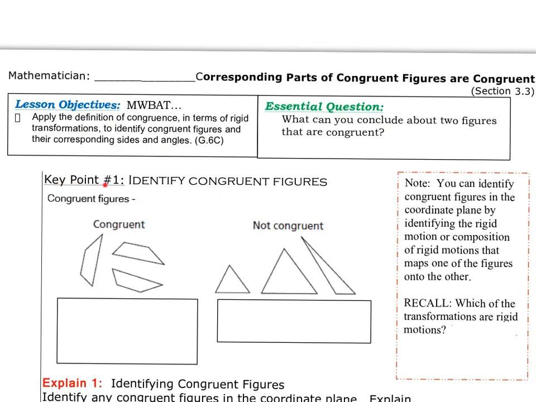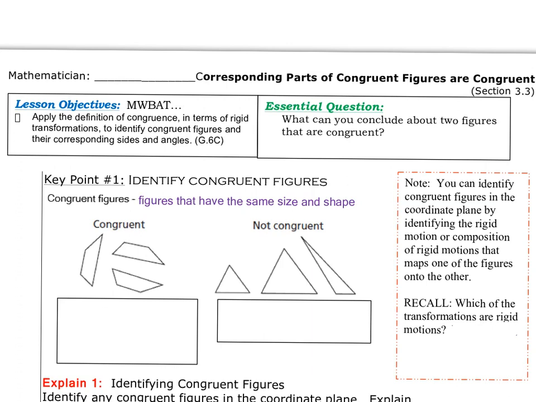So let's take a look at our first key point, identifying congruent figures. In order for us to answer this essential question, we need to know about congruent figures. What are congruent figures? They are figures that have the same size and shape.